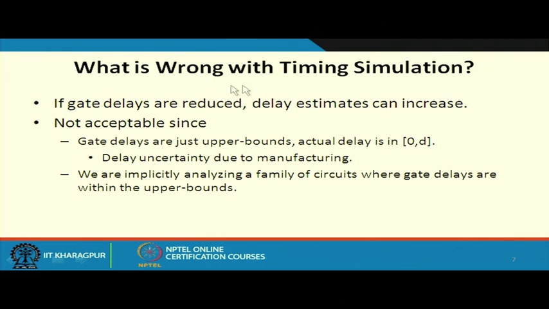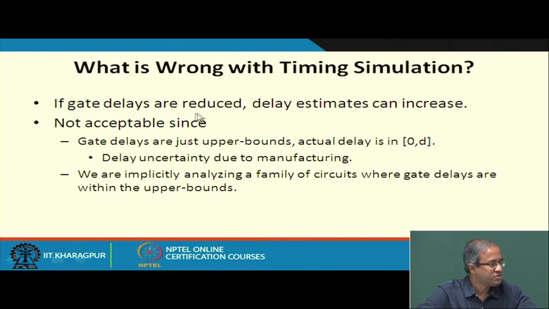Fine. So, what is wrong here? This is one thing I just now mentioned. If we reduce some gate delays, it is possible for some delay estimate to increase, but this is actually contradictory, right. We would expect that if I reduce a gate delay, my path delay or circuit delay should also reduce, but here it is happening the other way around. So, my timing simulation is not proper in the sense that even if I am reducing the delay of a gate, my timing simulation is saying that the delay is increasing.